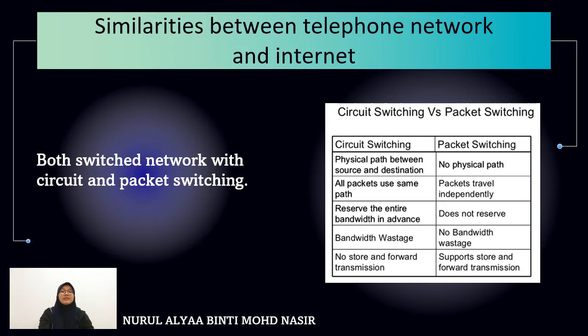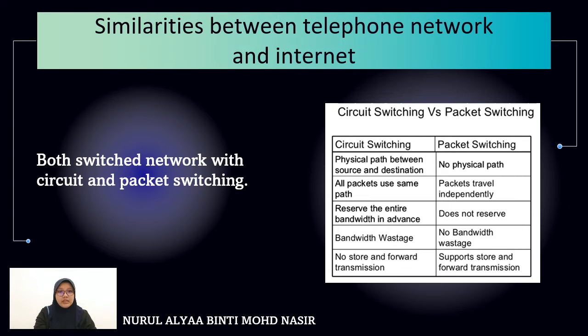So, for similarity between telephone network and internet, firstly, telephone network and internet both switch network with circuit and packet switching. What is circuit switching and packet switching? Circuit switching is a physical path between source and destination. All packets use the same path, reserve the entire bandwidth in advance, bandwidth wastage, and no store and forward transmission. But packet switching has no physical path, packets travel independently, does not reserve, no bandwidth wastage, and supports store and forward transmission.